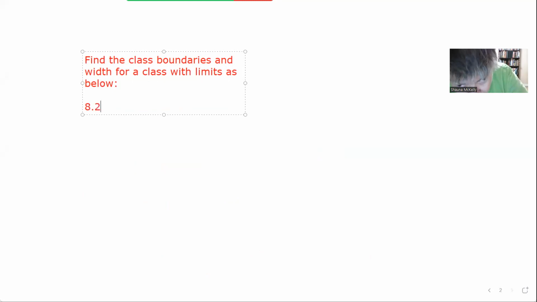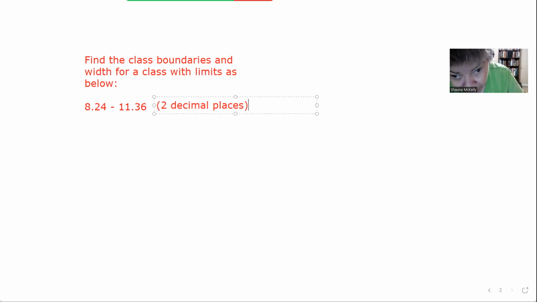8.24 to 11.36. Okay. Notice that this has 2 decimal places already. That means that our class boundaries will have one more. It will have 3. So what we're going to do is create one with 3.